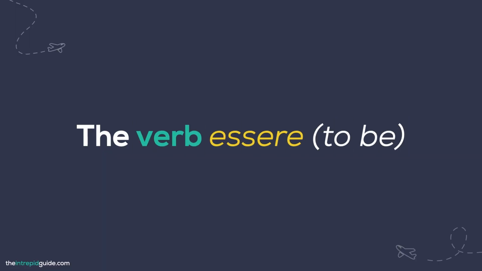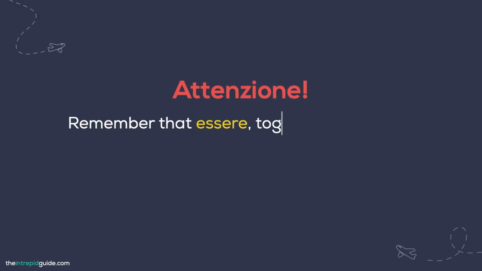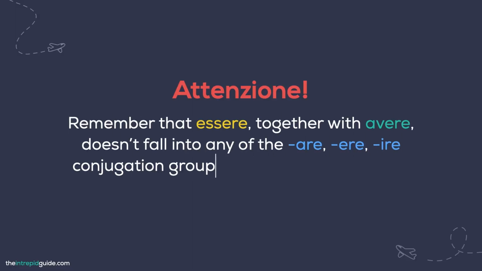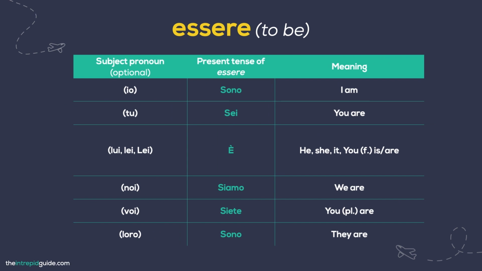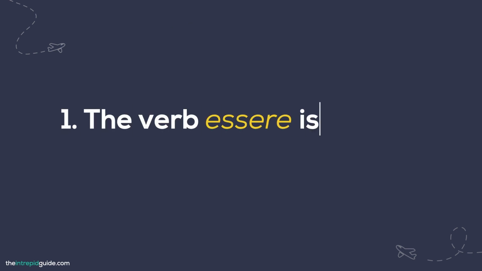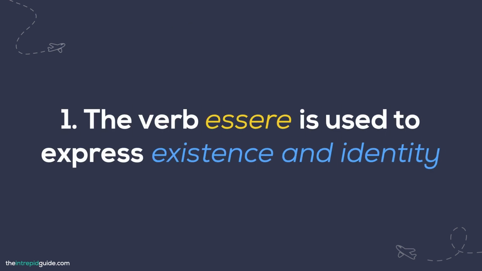The verb essere. Let's take a look at all the cases where the verb essere is used. But first, let's see how it is conjugated in the present tense. Remember that essere, together with avere, doesn't fall into any of the typical -are, -ere, or -ire conjugation groups, but it has its own special irregular conjugation. Sono, sei, è. Siamo, siete, sono. The verb essere is used to express existence and identity.